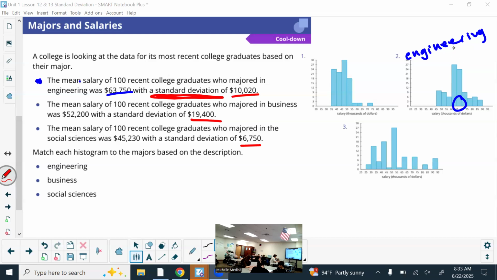And if you did your homework yesterday, that's what you should have figured out. You should have figured out what you need to compare in order to answer those questions. Like, am I comparing the means for a typical value? Or am I comparing the standard deviations for a variability question?